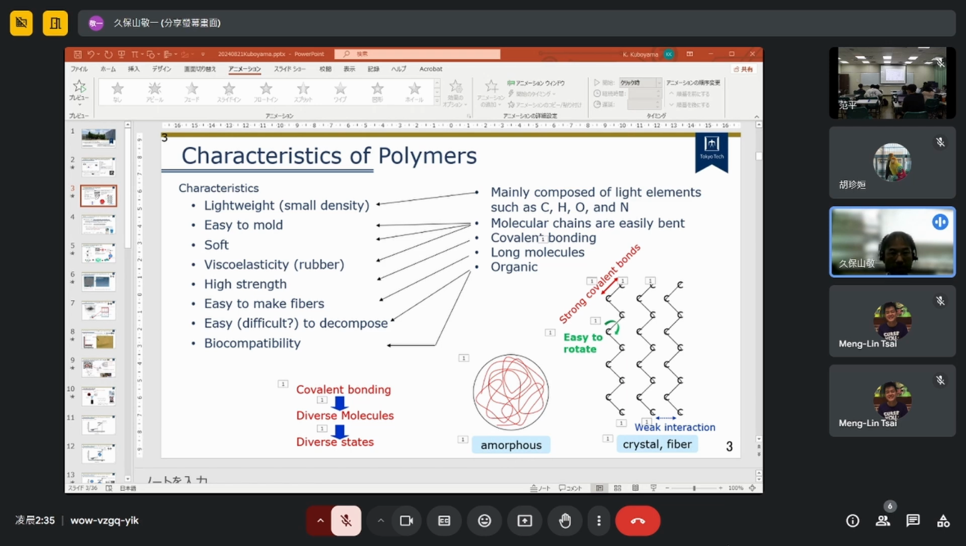Polymers are long chain, long molecules. So they can be easily formed into fibers, and they can form many kinds of states. For example, the molecular chain is long, so it can form the amorphous disordered state. And if the molecules are packed regularly, it forms the crystal phase.